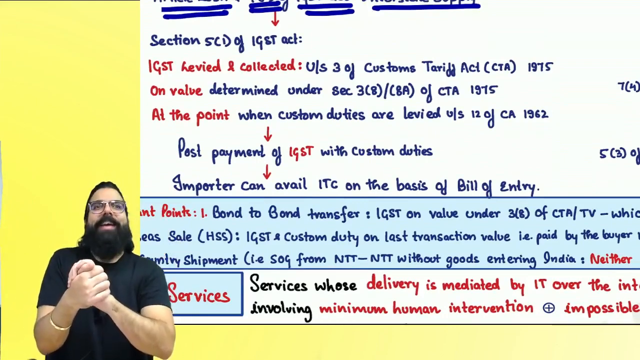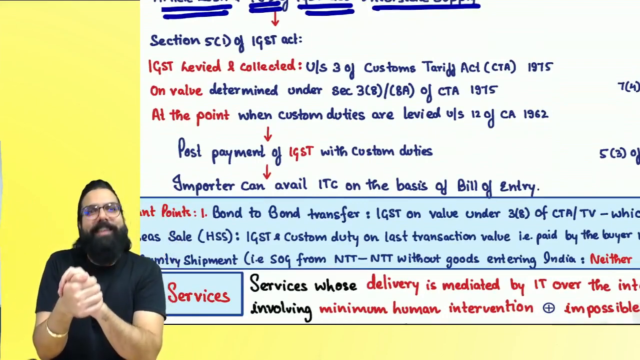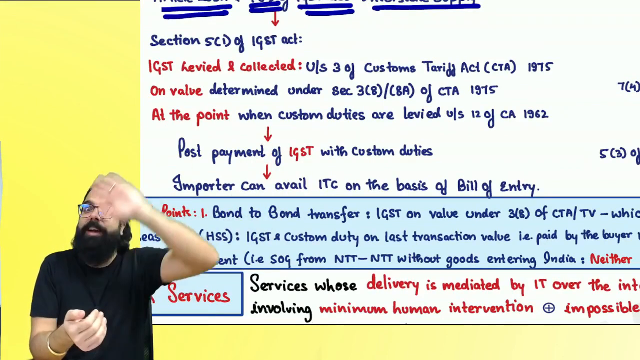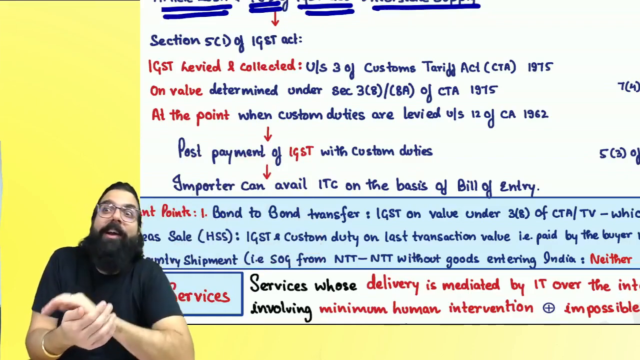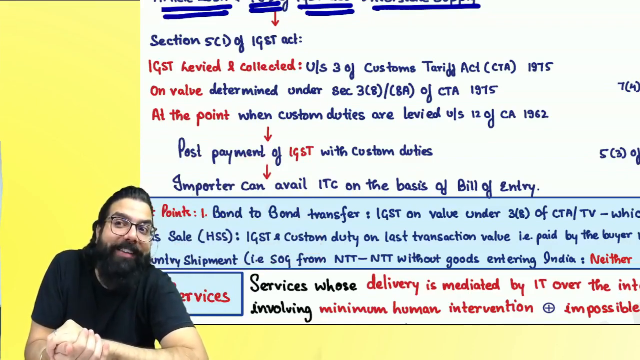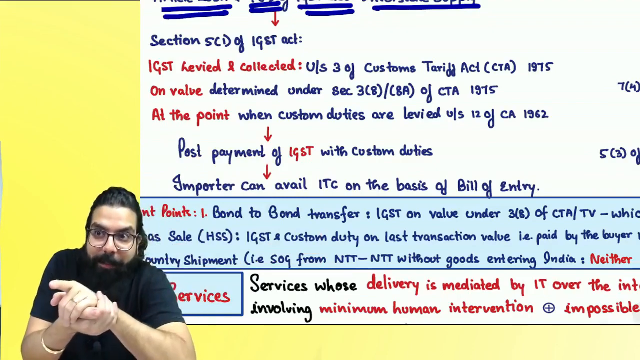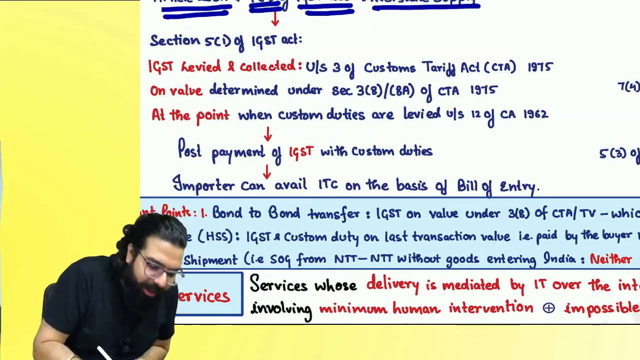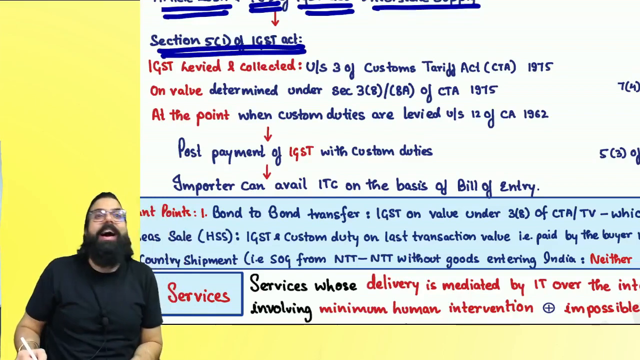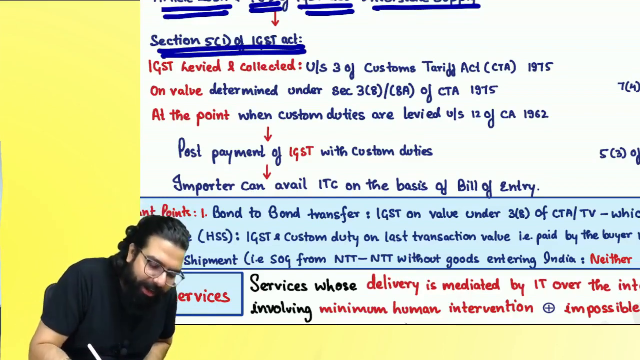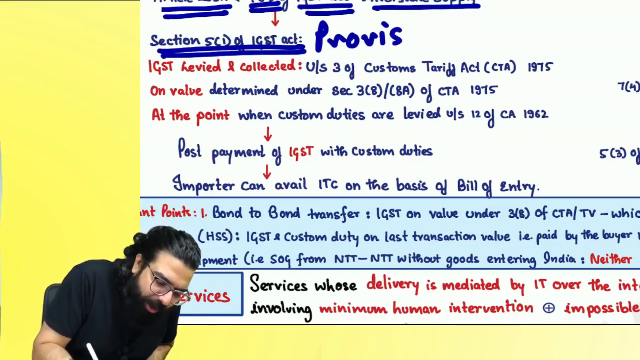But on imports, the IGST is collected under the Customs Act on the value which is determined under the Customs Act. What is the value under the Customs Act on which IGST is collected? The assessable value. Do you remember, everyone? That's it. So, section 5 of the IGST Act has a proviso. Have you seen that proviso, everyone?